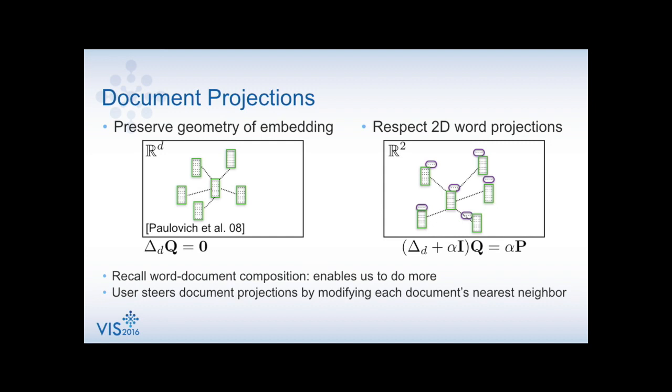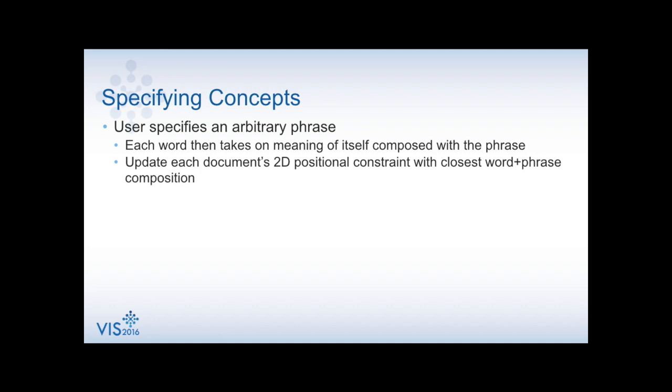We allow the user to steer document projections by modifying each document's nearest neighbor through different forms of interaction. So we allow the user to specify arbitrary phrases in order to better explore the document collection. In so doing, each word takes on the meaning of itself composed with that phrase. The document's positional constraints are then updated with the closest composition, and the projections are subsequently found through the Laplace solve. Additionally, we can specify documents as concepts for words to compose with, enabling the user to mix and match words and documents to refine their exploration.